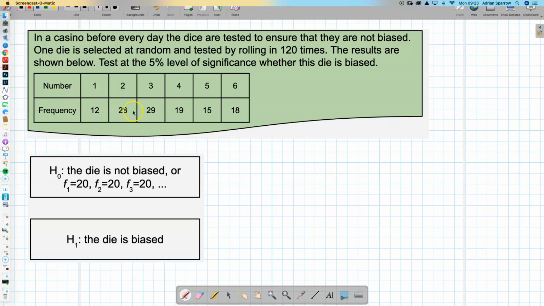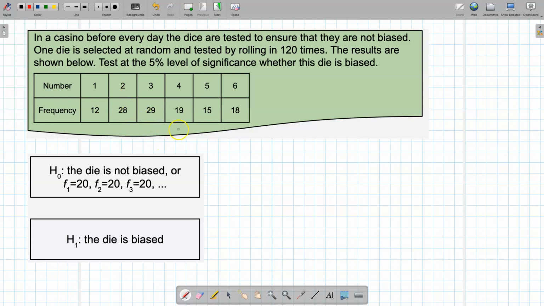So we've got the observed data here. It came out on a 1 12 times and on a 2 28 times, etc. Our null hypothesis, and you should be used to doing null hypotheses if you've been doing t-tests and independence hypothesis, is always that it will fit the required amount, so the dice is not biased. That means we would expect to get 20 here, and 20 here, and 20 here, and so on, because we're doing 120 rolls, and we're dividing it by 6 to get 20 in each category. So that's our null hypothesis.